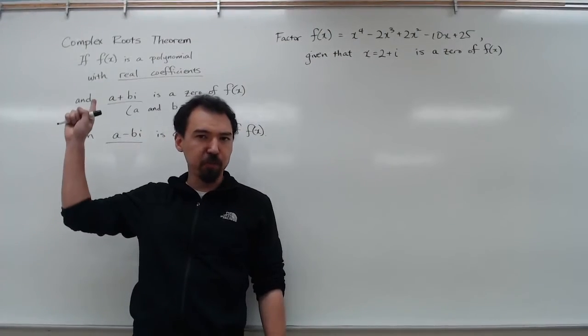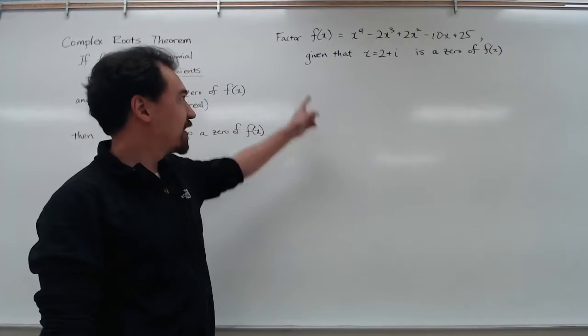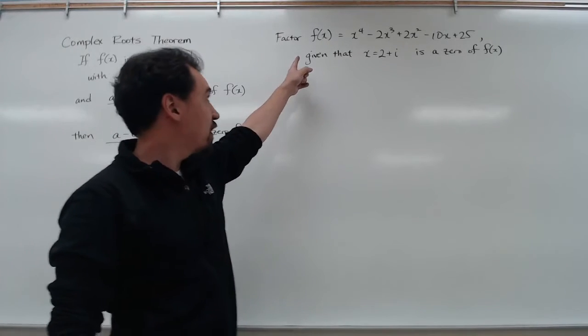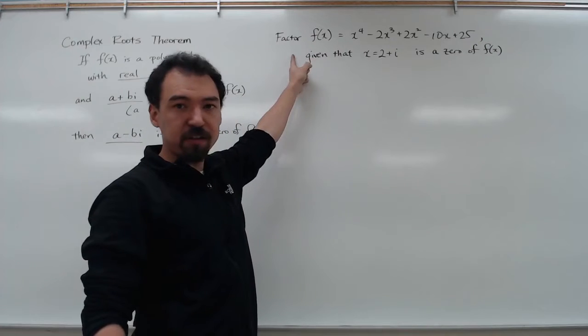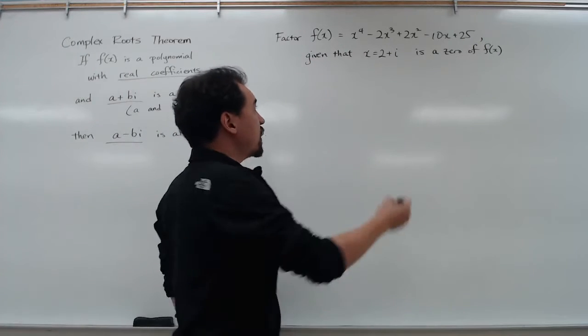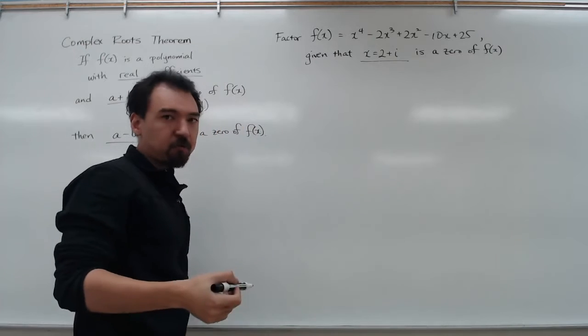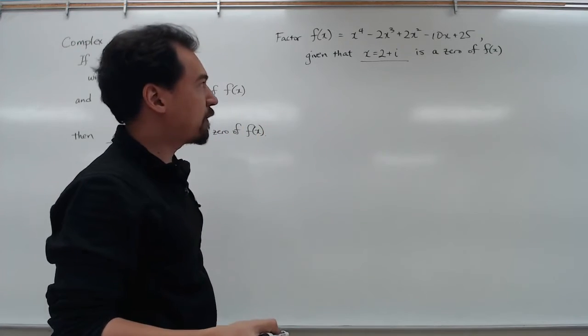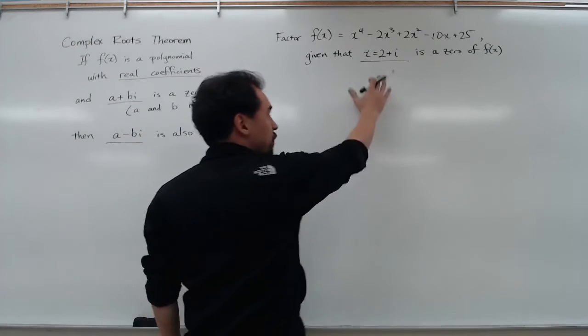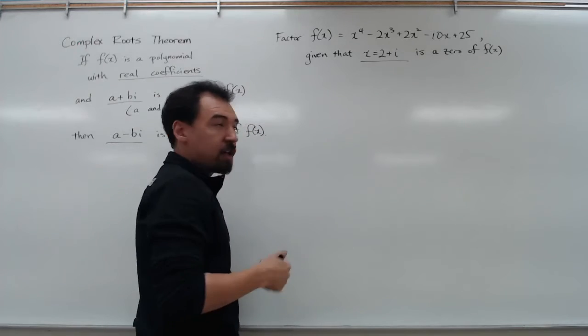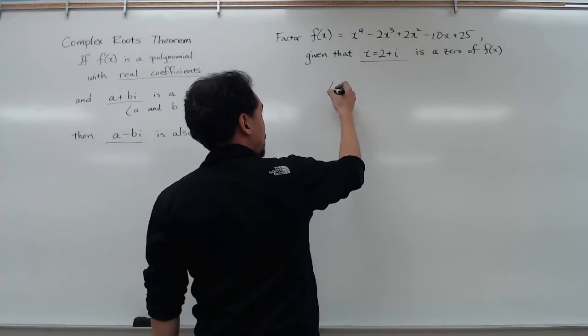We have another theorem on the board, very ominous. And here we have another example. I have a polynomial that I'm trying to factor. And this time I'm given that this number, 2 plus i, which is not a real number, is a 0 of f of x. Now let's imagine we don't know what to do with this information at the start, so we just try to do this problem in the same way we did the last one.